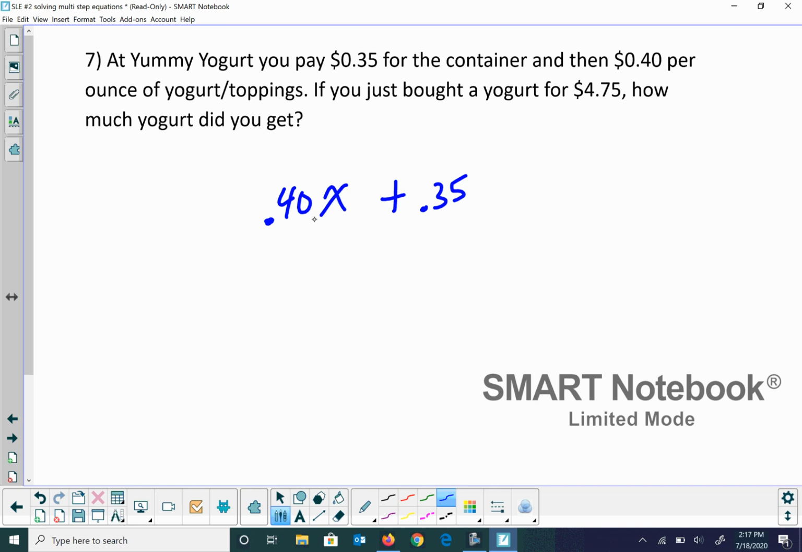Okay. So we're going to call x, and we could call x yogurt. So that's our variable. And then it says if you just bought a yogurt for $4.75, how much did you get? Okay, so we're going to go 4.75 over here. So I paid $4.75. 35 cents of that was my cup, and then I paid an extra 40 cents per ounce.